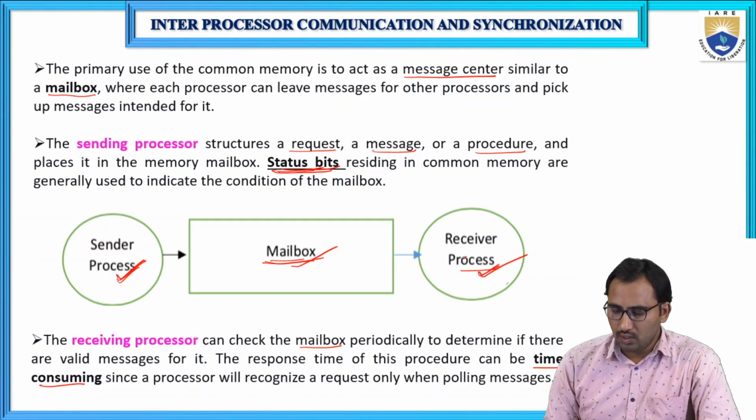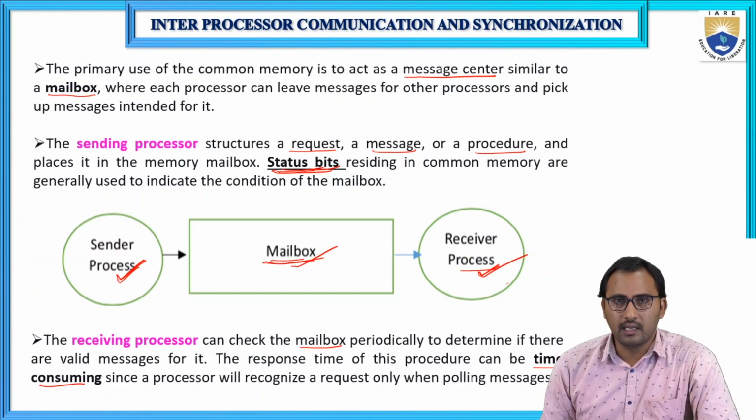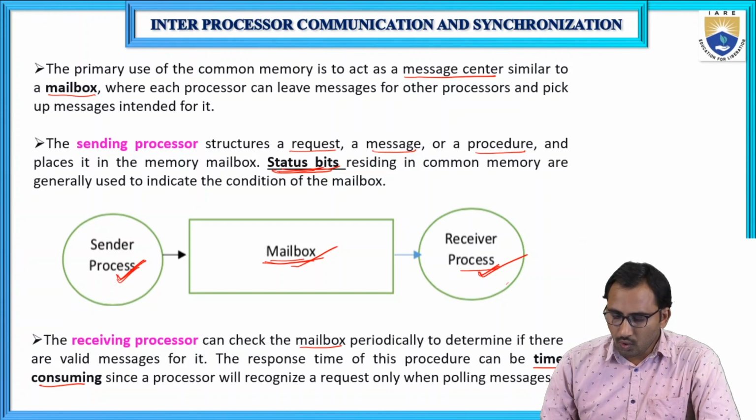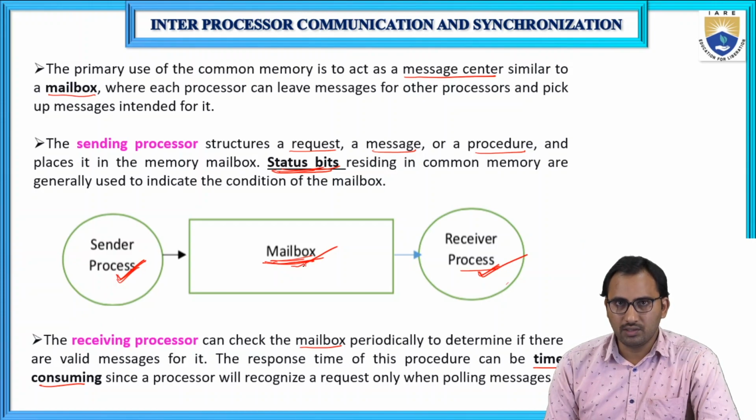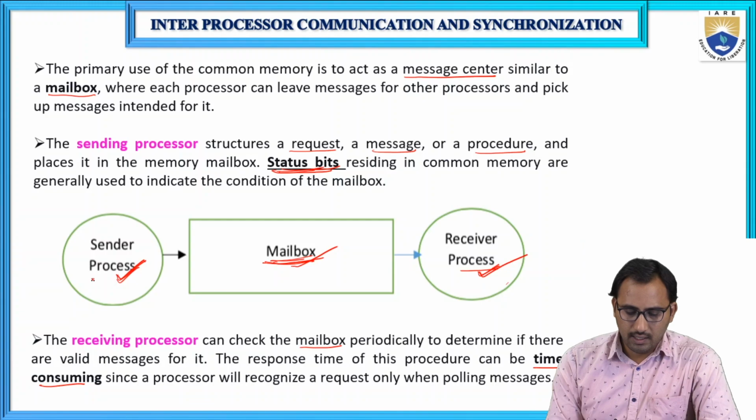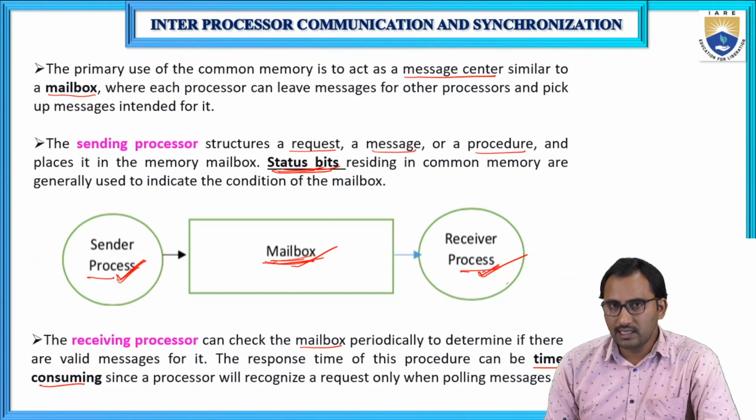So in order to overcome this drawback, we use another technique called interrupt. Here, when the sender processor places the data into the mailbox, after that the receiver processor will read that information from the mailbox. Suppose the sender processor and receiver processor try to access the data from the mailbox at a time, then some conflicts will occur.